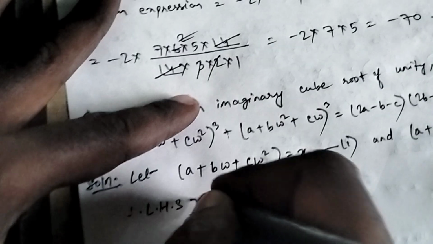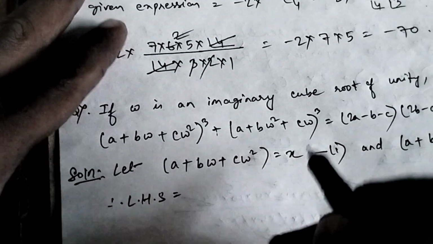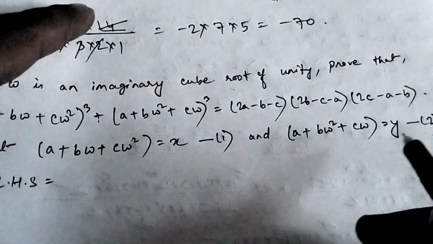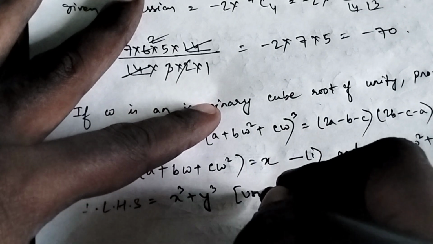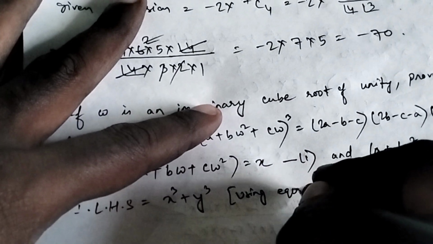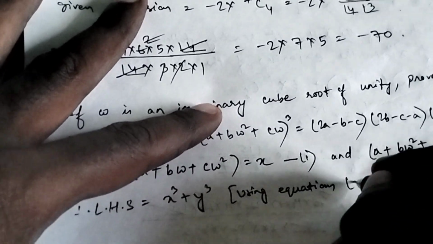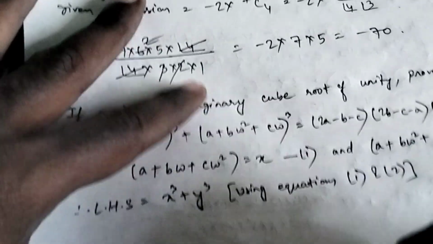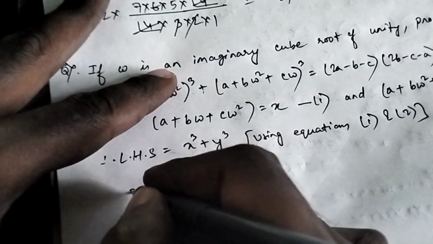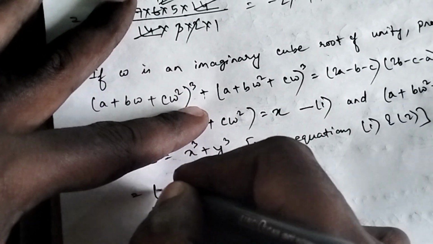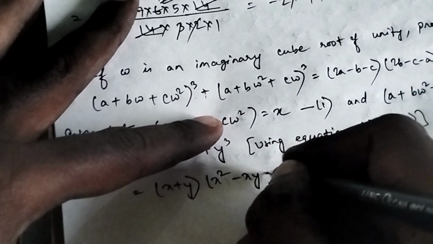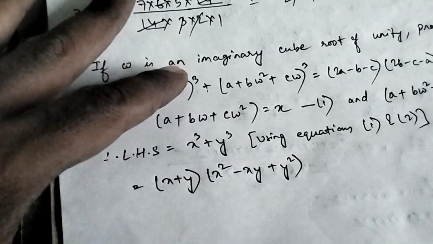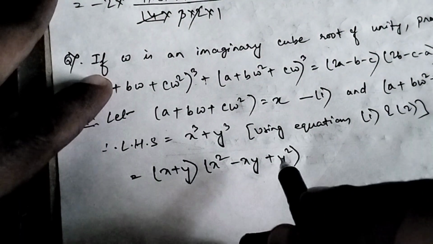Okay, so now the LHS, left hand side. This is x, this is y, so it will be x cube plus y cube, using equations 1 and 2. So x cube plus y cube will be x plus y into x square minus xy plus y square. Okay, so now this is the LHS, left hand side.